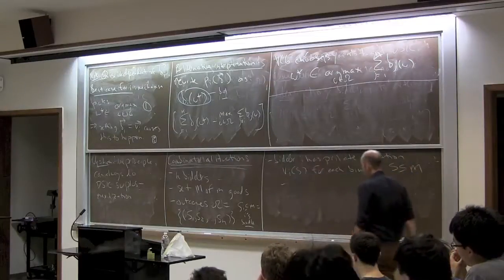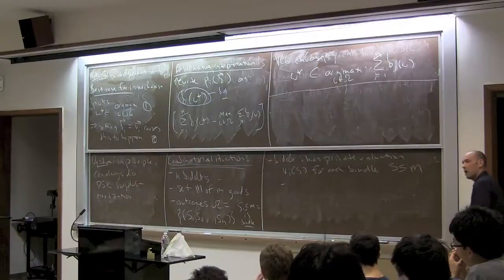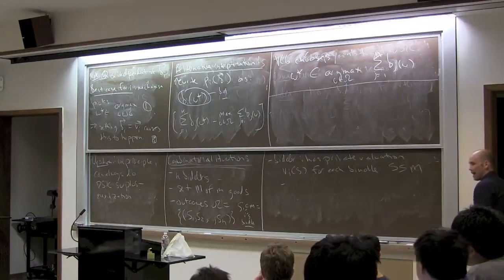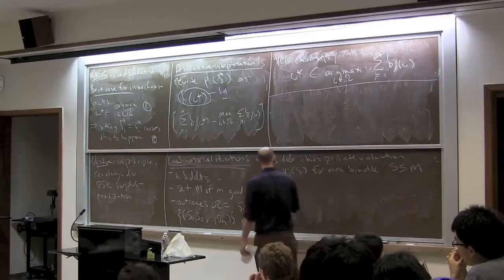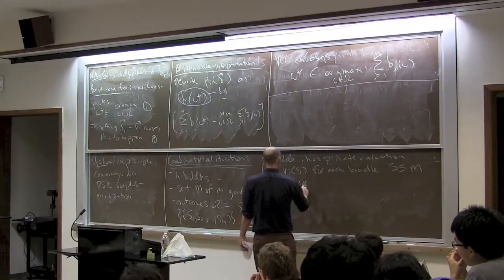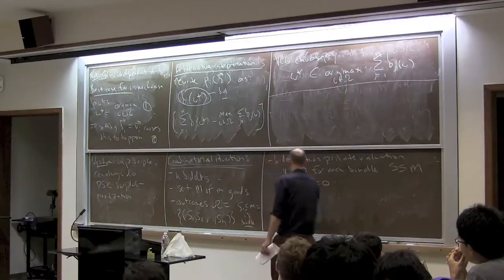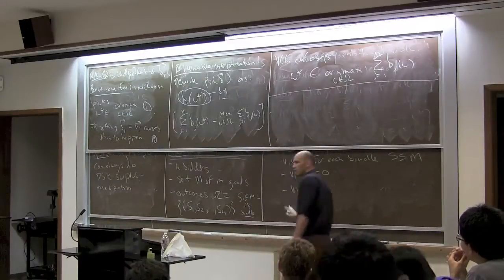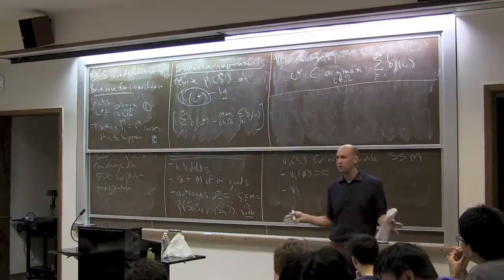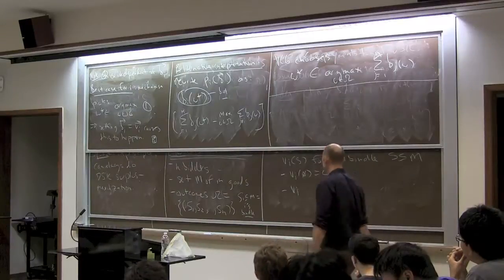So generally, one does impose some assumptions on these functions. It depends on the context. We'll talk more about this Wednesday. For now, let's just normalize it. So your value for the empty set is 0. And I'm going to assume something called free disposal, which means if I give you more goods, your value can only go up.